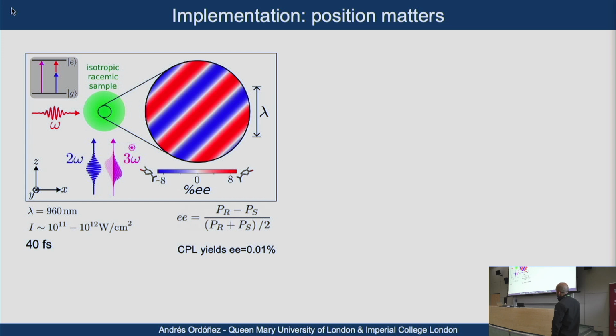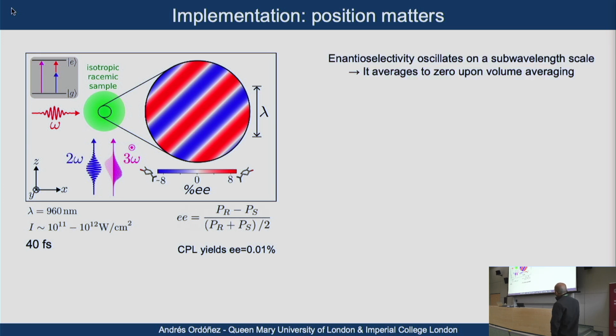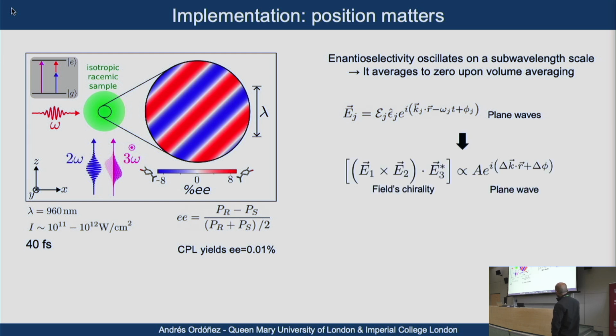What this means is that if we do the average in a regular experiment, we will lose the selectivity. Yeah? We have the same amount of red and blue. Why is this happening? This is happening because imagine we have plane waves for each of the colors. Then we have an amplitude, a polarization, and a phase. Then the chirality of the field, which is the expression that I introduced in the previous slide, looks like this.